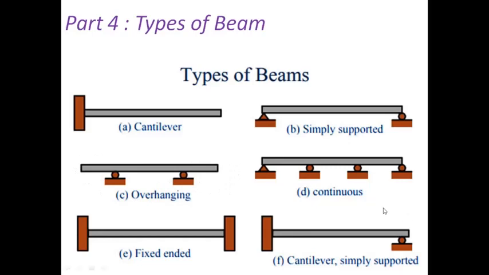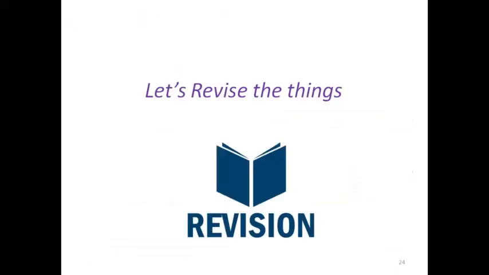And when we have more than two supports, it is called as continuous beam. And then we have fixed supported beam, means left hand side ला पण fixed support आहे, right hand side ला पण fixed support आहे. And last we have simply supported cantilever. It is also called as propped cantilever, right? So this was about the main things which are needed as a part of your prerequisites.